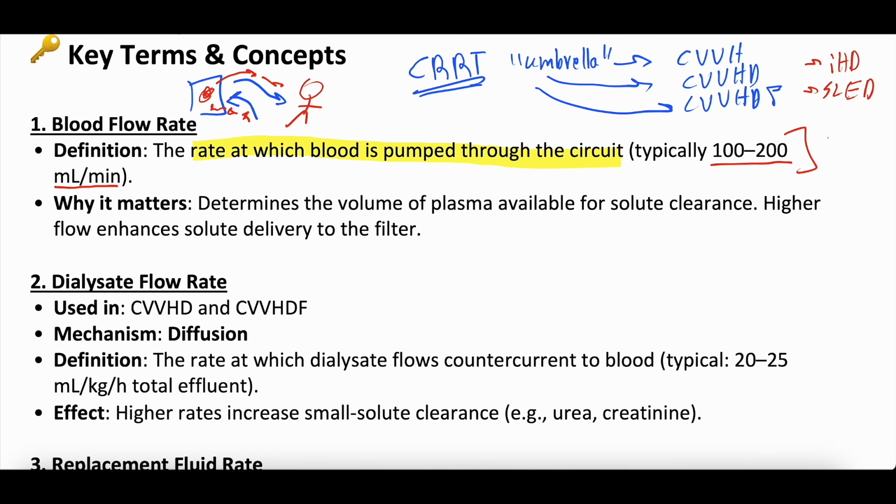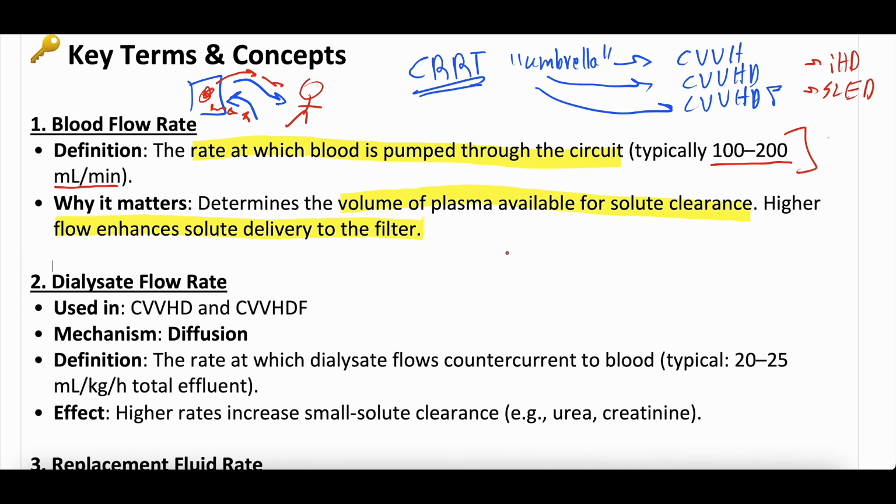This matters because it determines the volume of plasma available for solute clearance. So we're going to say it again: the blood flow rate determines the volume of plasma available for solute clearance. Higher blood flow enhances solute delivery to the filter. This makes sense. Solutes are being cleared across this filter, which we'll talk more about, and the more blood you're flowing to that filter, the more solute delivery to that filter, and the more clearance of that blood, which is the point of the dialysis. So if you have higher flow rates, you are going to have more optimal solute clearance.